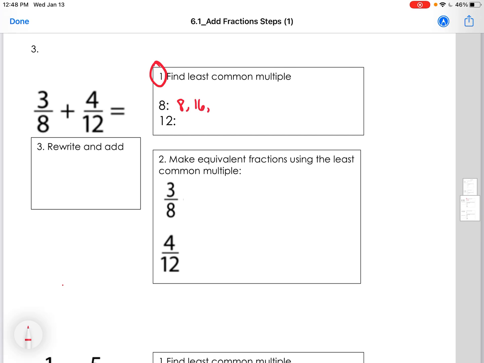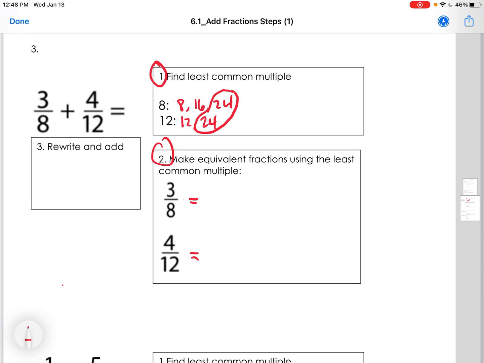So we have 8, 16, 24. I'm going to stop there and start with 12. We have 12, 24. Okay, so I see one they have in common. They have 24 as a common multiple, and that looks like it's the lowest one. So we are going to turn the eighths into 24ths and the 12ths into 24ths so that we can add these two fractional parts together.